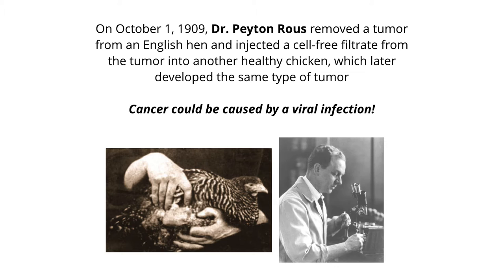A farmer from New Jersey brought Dr. Peyton Rous a chicken from his farm. And Rous was working at the Rockefeller Medical Institute. The chicken had a tumor, a sarcoma on the side of the chicken. You can see it in this photograph. And he was interested in understanding what caused this tumor. He thought it might be a virus.